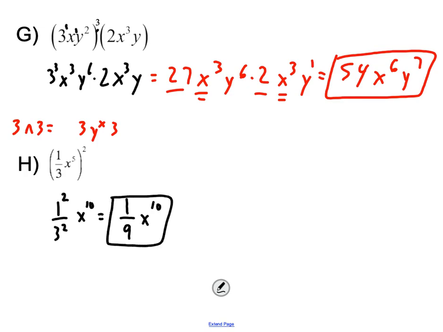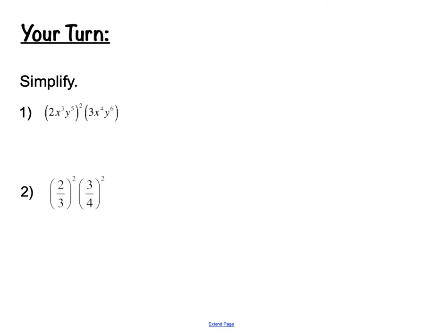You could also have taken this x to the 10th and put it over 1 if you wanted to, and then you could have said x to the 10th over 9. So either way works. So I have 2 of those for you to figure out, and so if you want to pause the video and try those out, and then I'll go through those for you.